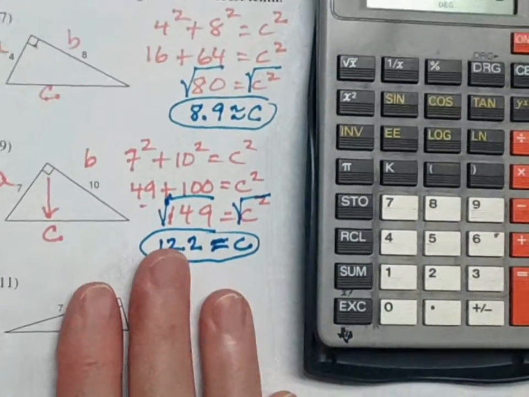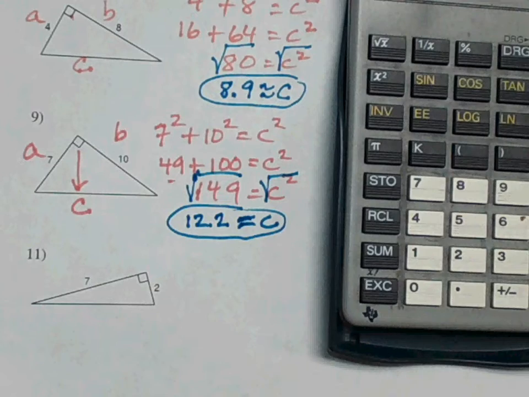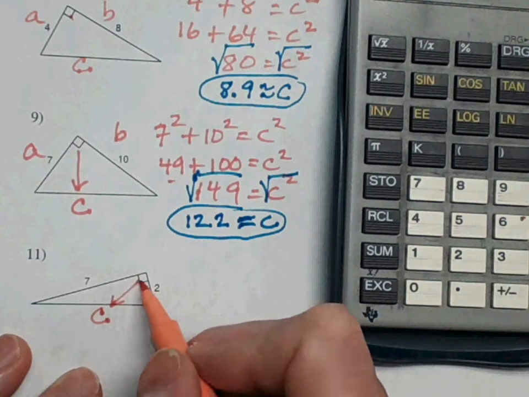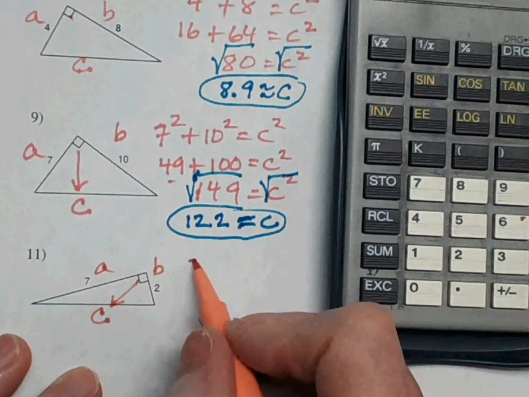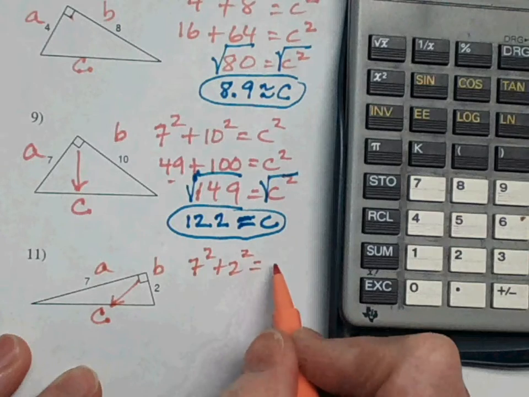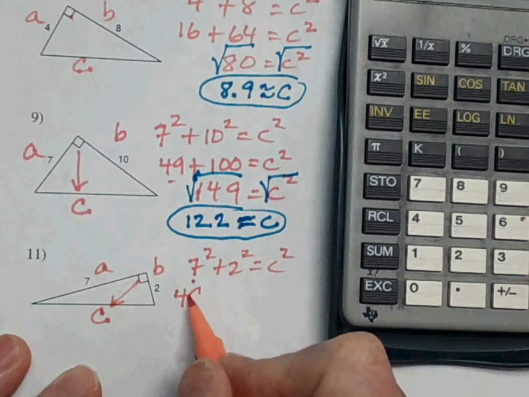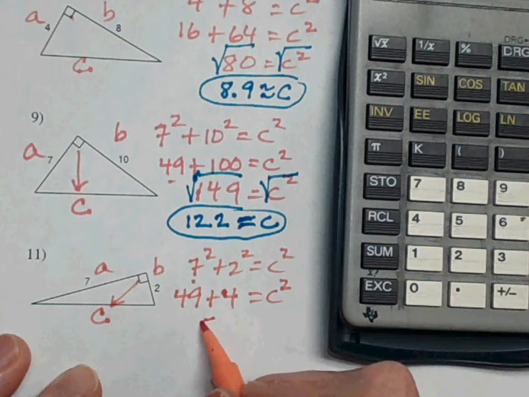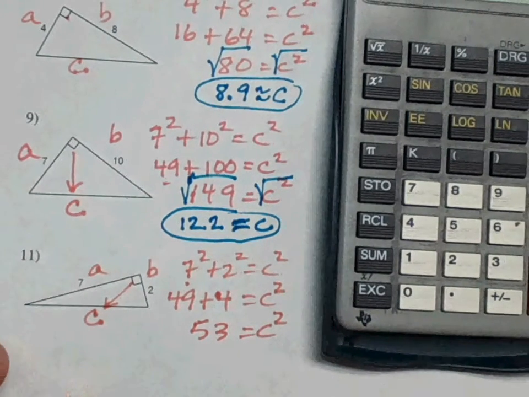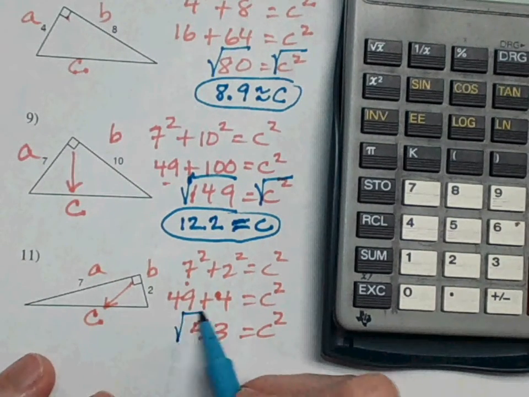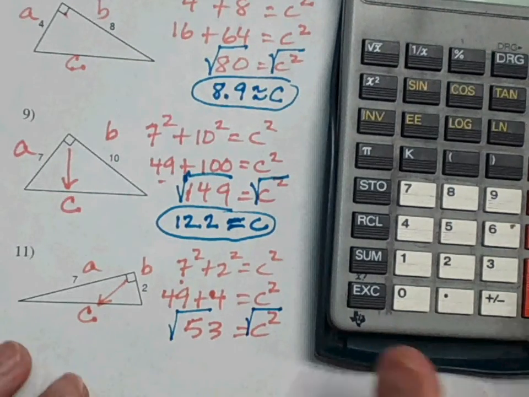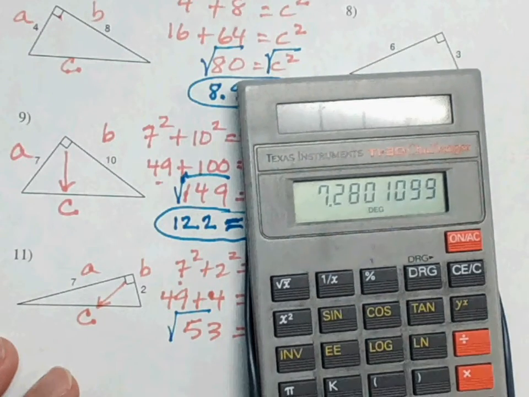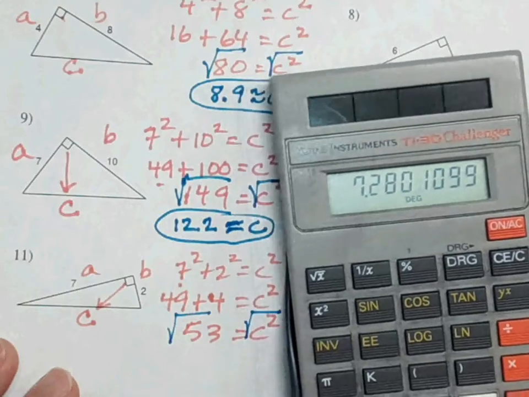All right, let's try this problem on the bottom. 2 and 7. Again, we're trying to find the hypotenuse. A and B, so we have A squared plus B squared equals C squared. 7 times 7 is 49. 2 times 2 is 4. 49 plus 4 is 53. To find the hypotenuse, I will take the square root, the inverse operation, of both sides. Let's see what happens when I take the square root of 53. It's about 7.2, about 7.3.